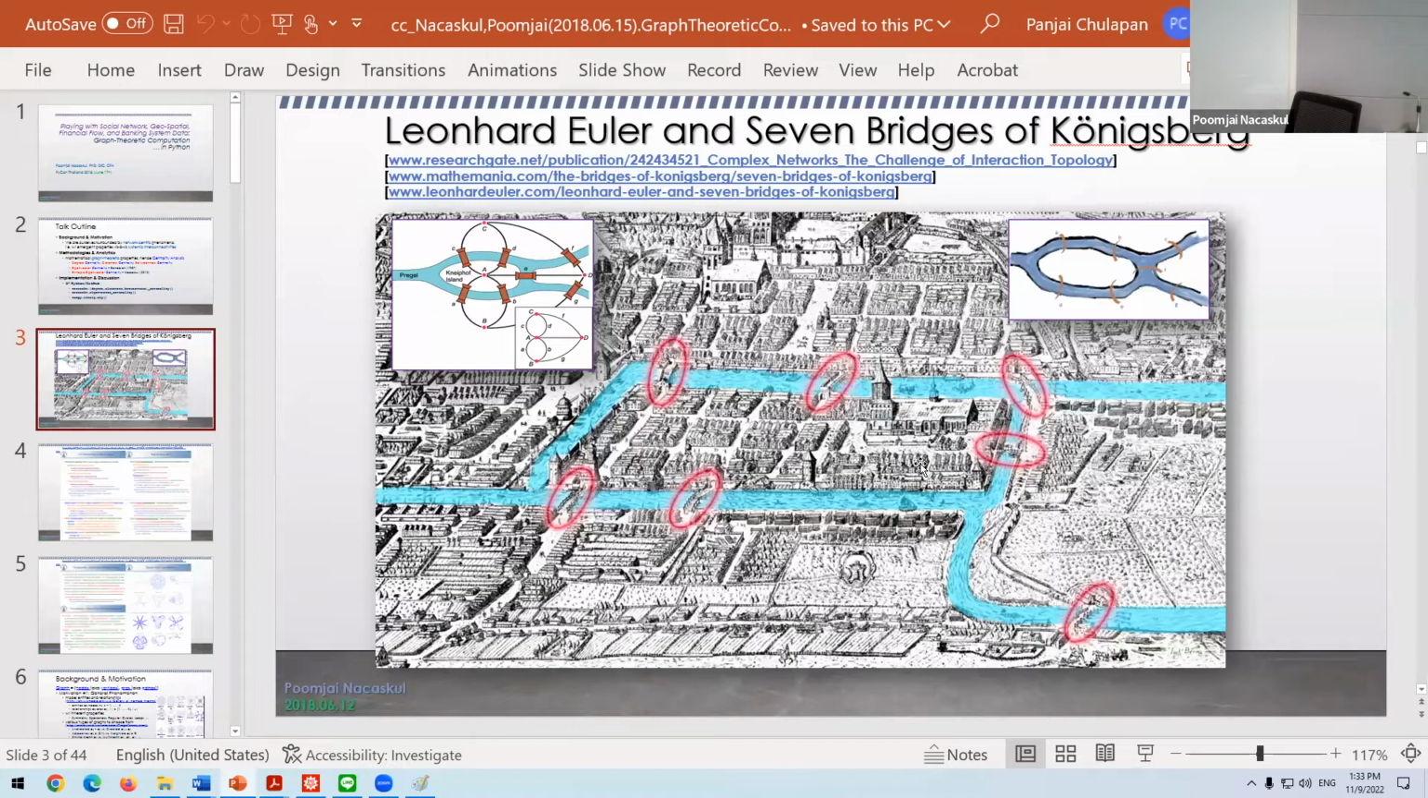Then you can travel a path and not repeat the same bridge. However, in this case, you will notice that the city of Königsberg only has 1. The fact that there's only 1 odd degree node means that this problem cannot be solved. It's proven it cannot be solved. So the solution was that there's no solution.